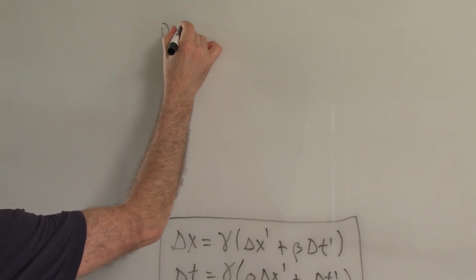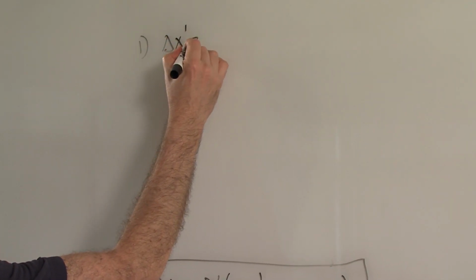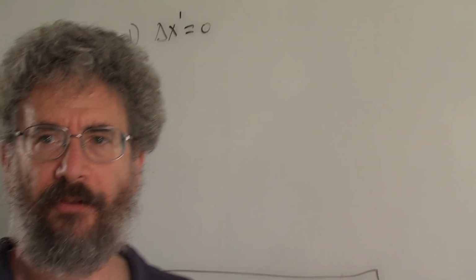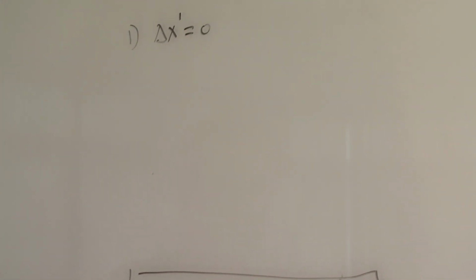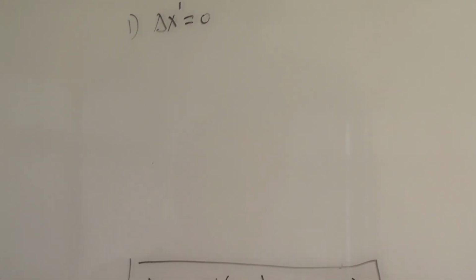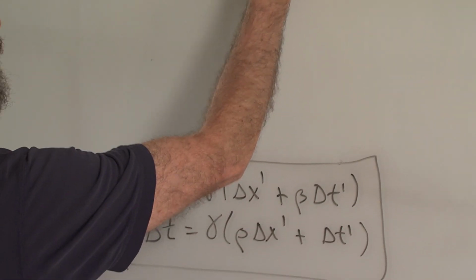We said that Einstein's heart was at a fixed position in the pitcher's frame. That's the delta x prime equals 0. I want to plug that into these expressions and ask, what comes out? Well, it's going to be simpler than what's in the box. Let's just write it out.